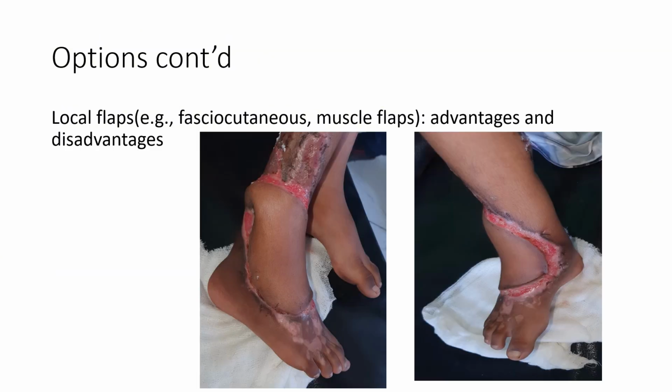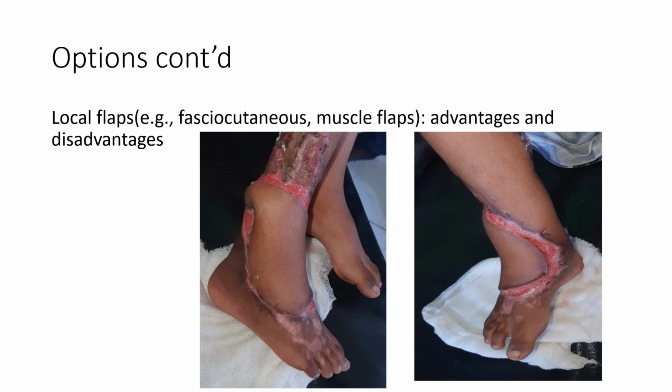The other option is local and regional flaps, and the examples include fasciocutaneous flaps, muscle flaps, and regional flaps. The advantage is that it gives us the chance to replace like with like, which is our main aim. The disadvantage is that there might not be adequate soft tissue in the surrounding area of the affected zone to do a local flap. But when they are available, they will give us a chance to replace like with like.